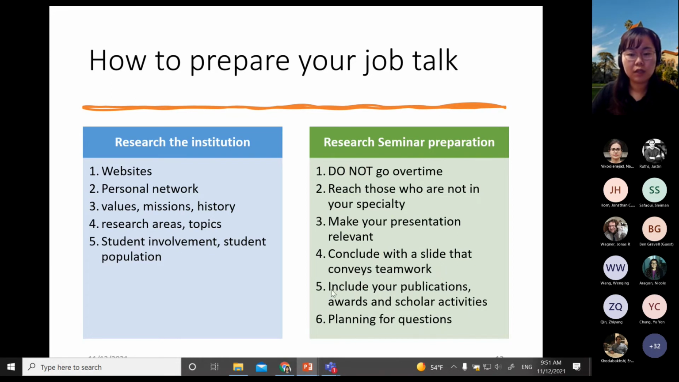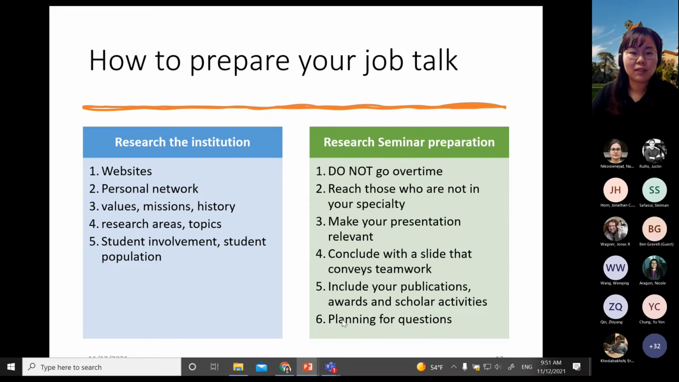And also include your publications, awards, and scholarly activities. If you have a picture, put it there. If you don't have a picture, put your awards picture as well. And then planning for questions. I know some of us already have experience in conference talks, so you might get similar questions from the audience for your research talk. So plan ahead and then practice with your friends, with your advisor, with your colleagues.